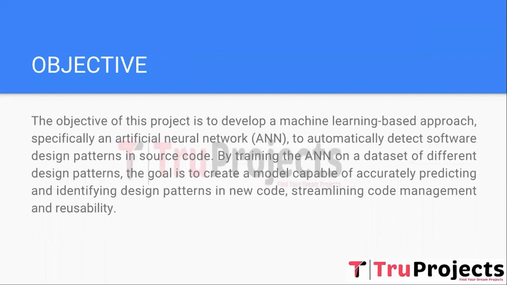The objective of this project is to create an automated system using a machine learning approach, specifically an artificial neural network, to detect the software design pattern in source code. The ANN will be trained on a dataset that includes various design patterns. The objective is to develop a model that can accurately predict and identify the design pattern in new code. This approach aims to enhance code management and promote code reusability by providing insight into the presence of design patterns within the code.